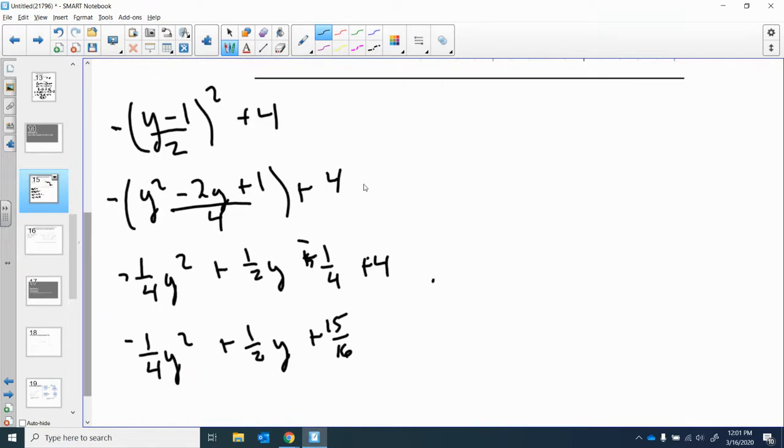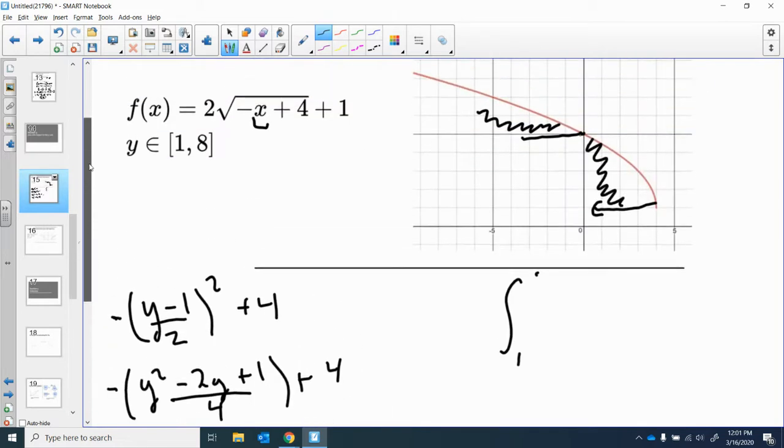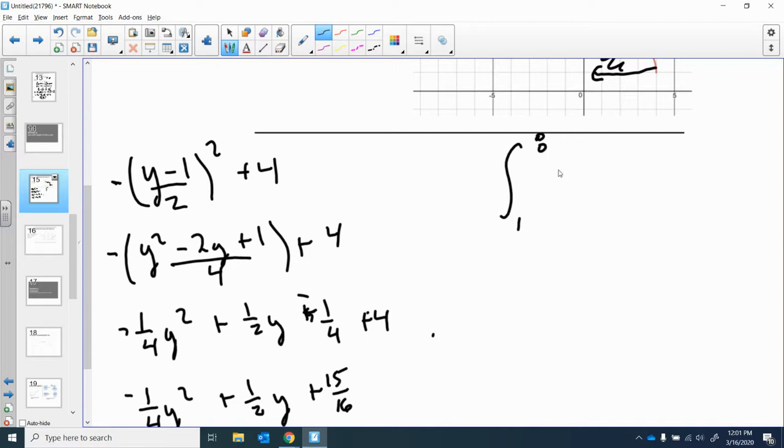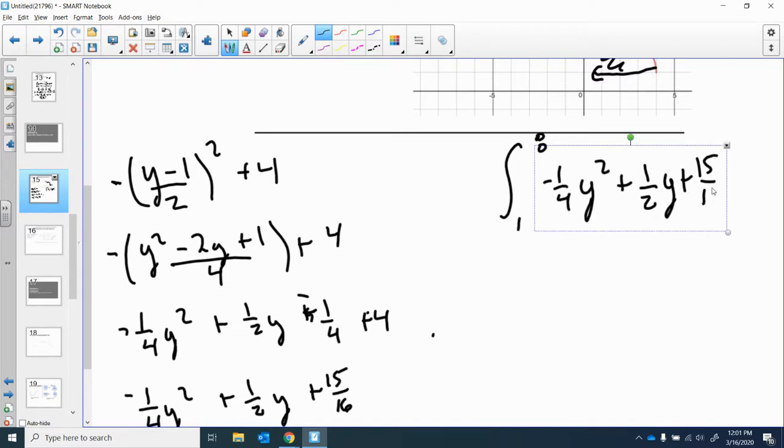All right, so I'm going to integrate from 1 to, what did they tell me to do? 1 to 8? Is that what it was? 1 to 8 of negative 1/4 y squared plus 1/2 y plus 15 over 16 dy, because I'm integrating with respect to y.